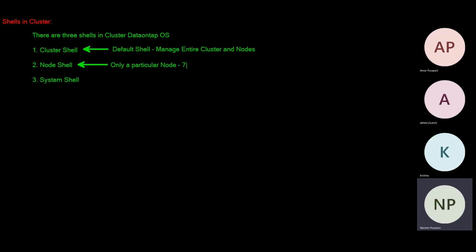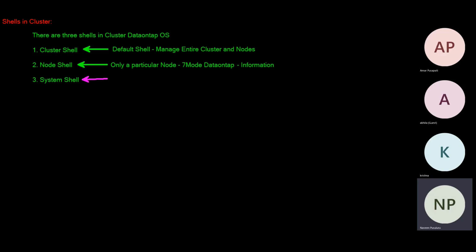And when you log into the node shell, it looks like 7 Mode Data ONTAP. The people who are already familiar with 7 Mode Data ONTAP, a few of the 7 Mode commands will run on the node shell. Mostly we'll use it for information purposes, not for performing configuration. Okay, to grab some information, something like that.